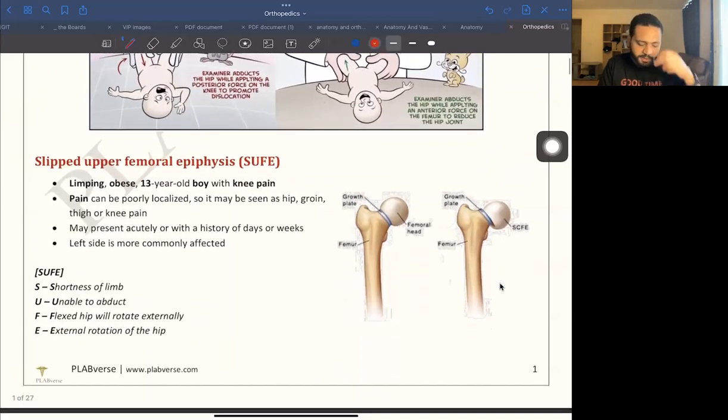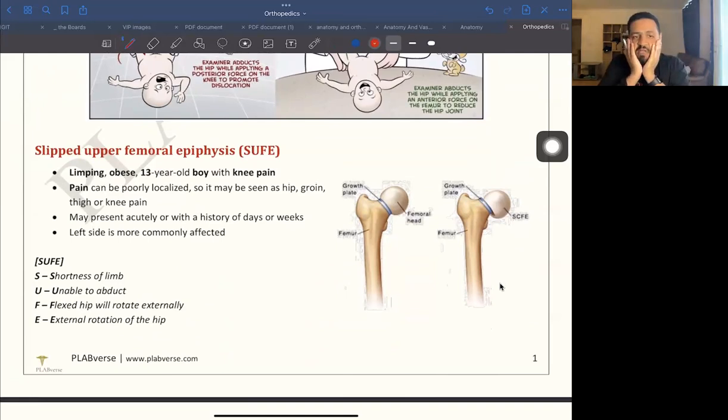There is something called SUFE. What is SUFE? Slipped upper femoral epiphysis. So basically, if you look here, this is the femoral head, and this is the diaphysis of your femur. So this is the end of your femur. So the presentation is usually a 13-year-old, not necessarily 13, but older than 12. Somebody who's older than 12 and usually obese, presented to you with limping and knee pain. You do your X-ray of the hip, you will find that this is the growth plate or the epiphysis.